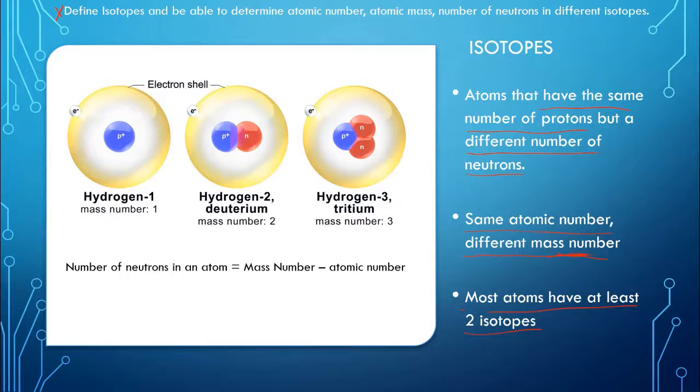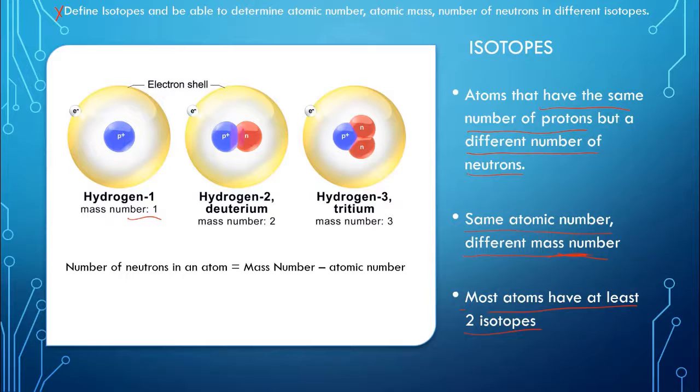But let's have a look at an example here, and we'll talk about these three dot points we just underlined. We'll have a look at hydrogen as an example, just a simple one to start with. Normal hydrogen, so to speak, the most common type of hydrogen you'll find, is hydrogen 1, we'll call it. It has a mass number of 1.